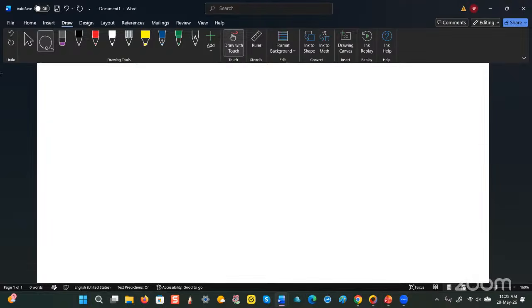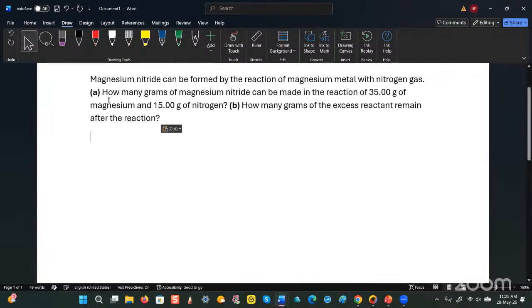Okay, so let me paste this in here. Okay, so here's the question. The question says, magnesium nitride can be formed by the reaction of magnesium metal with nitrogen gas. So the A part is asking how many grams of magnesium nitride can be made in the reaction of 35.00 grams of magnesium and 15.00 grams of nitrogen. And then the B part is asking how many grams of the excess reactant remain after the reaction.